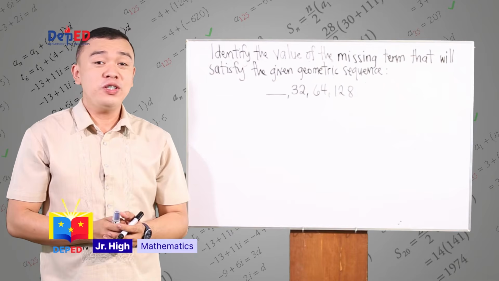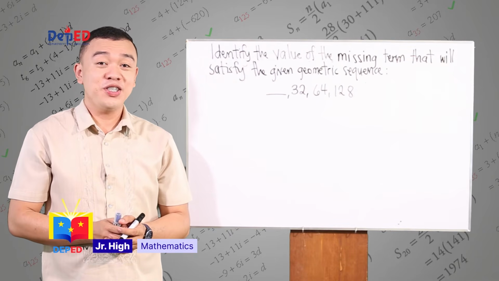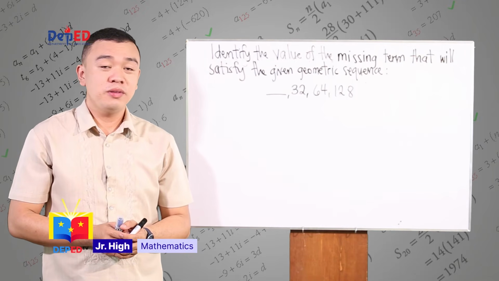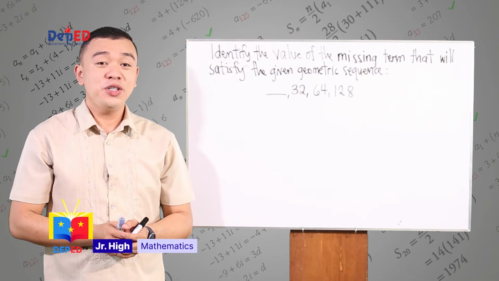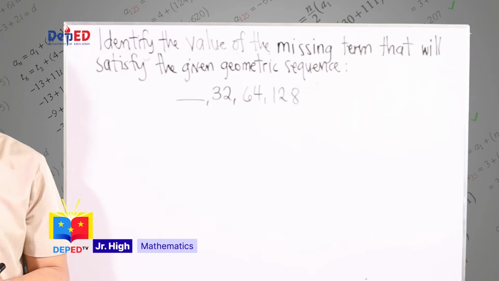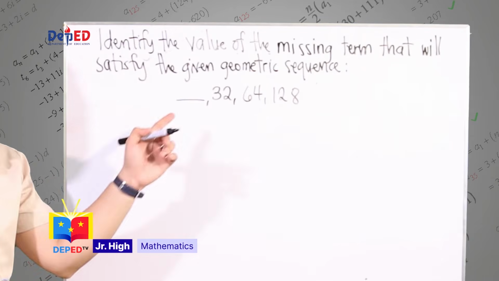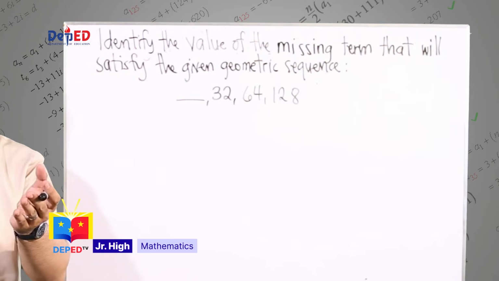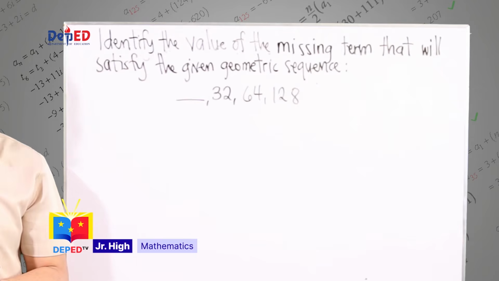How about if the first term is missing, just like in this example? Blank, 32, 64, 128. The missing term is a preceding term and comes before 32. What should we do next? Yes, we will determine the common ratio. Again, that is by dividing the succeeding term by its preceding term.